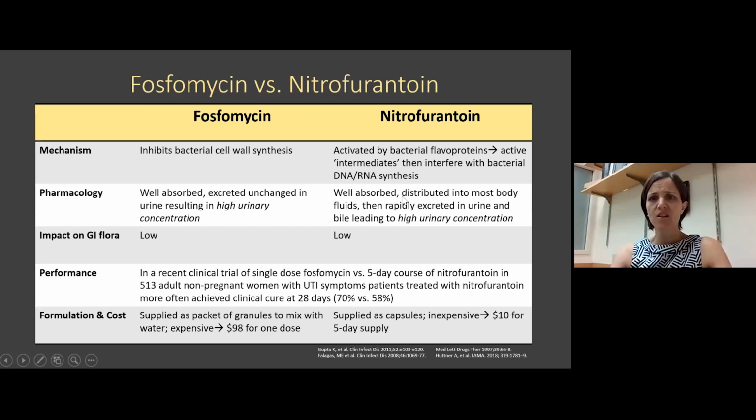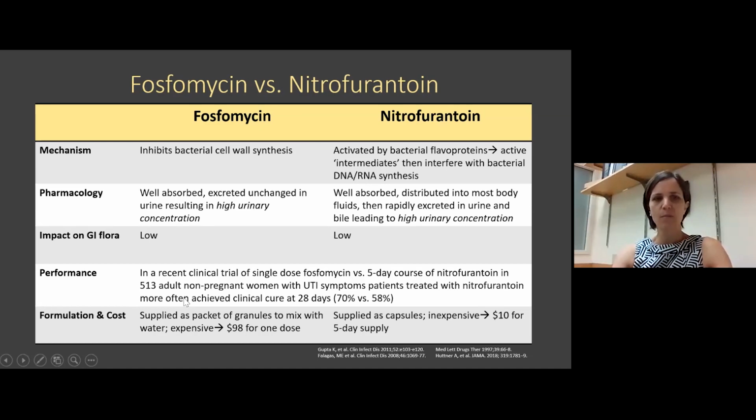So nitrofurantoin, when you take it orally, is distributed to most body fluids. It's just that it's very rapidly excreted in the urine and then the bile in very high concentrations. So just like fosfomycin, this drug, when taken orally, ends up mostly in your urine. So it's great to kill bugs in the urine, and it really doesn't seem to affect bacteria in other places very much. So this is why both have low impact on your GI flora. The ecology of these drugs is good for not messing with people otherwise.